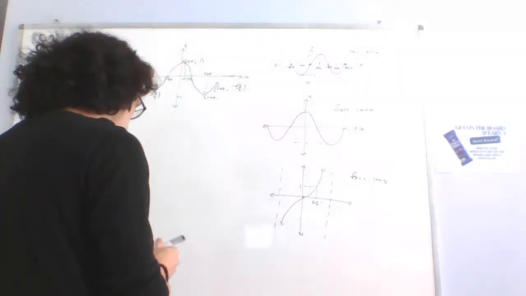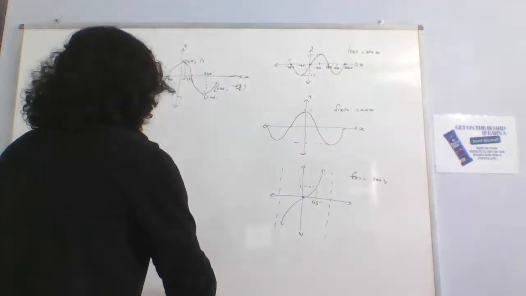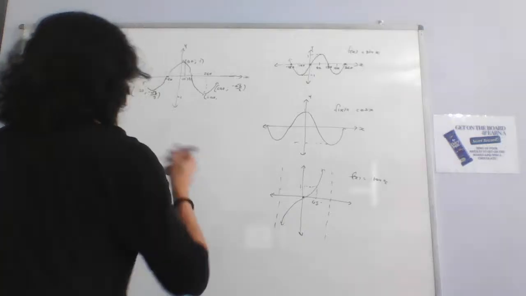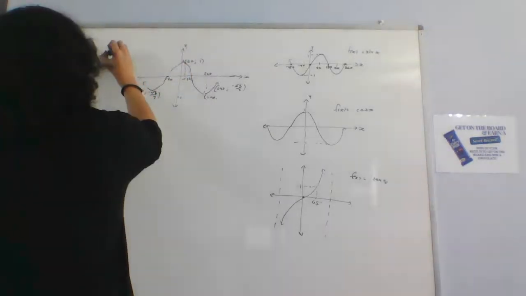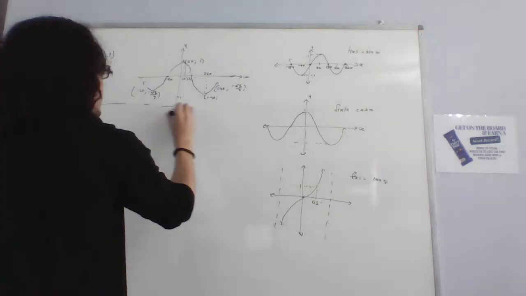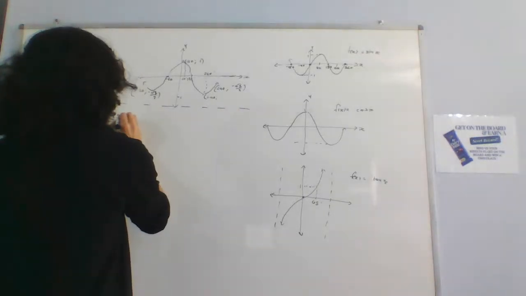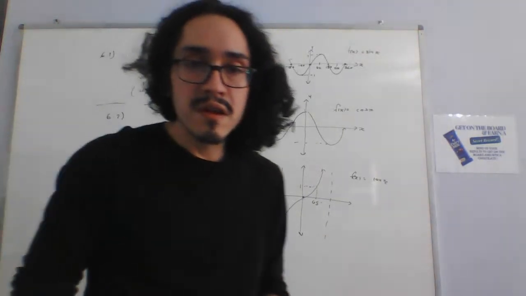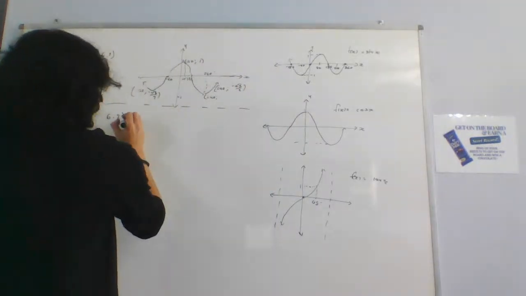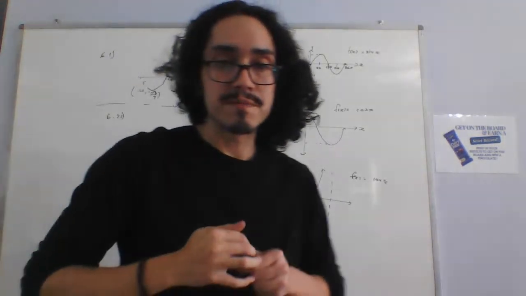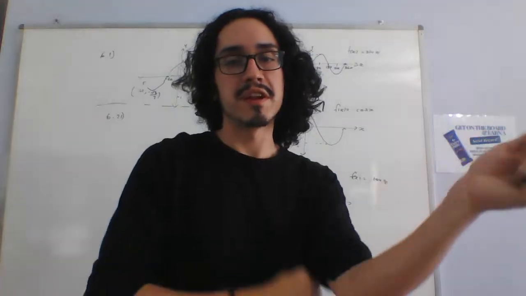Now, let's see, 6.2, we've been asked to, so this is 6.1, yeah, and then 6.2, we've been asked to give the period of G. So 6.2.1, give the period of G. Now, it's a sine graph, so the period of it is 360.